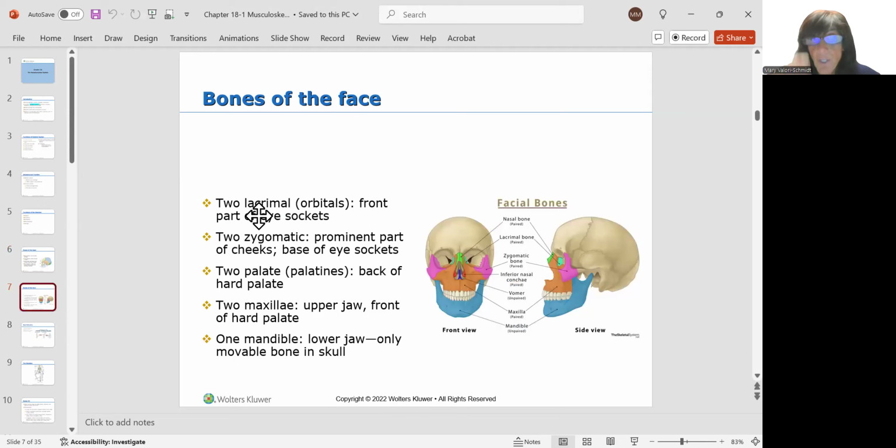And then your face, you have your lacrimal or orbitals, which are your eye sockets, the front part. Your zygomatic bone, which is the cheekbone, right? Your palate, which is the palatines, the back of the hard palate. Your upper jaw and the front of your hard palate is your maxillae. And then you have your mandible, and that's the jaw. That's the only one that moves. Mine moves a lot.